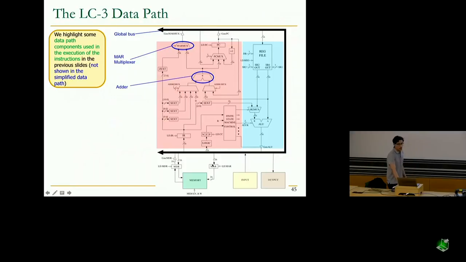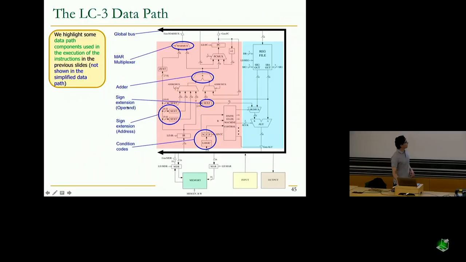We have this adder that we use to compute, for example, effective addresses when we have one immediate operand here in the instruction register. We have the sign extension units, these two are for the address, this one is for the operand, and here we have the condition codes. Recall that these are the 3 single bit registers that are updated every time we write something into a register in the register file.